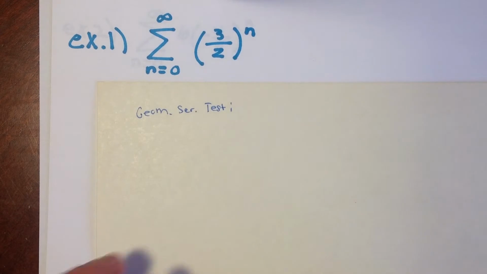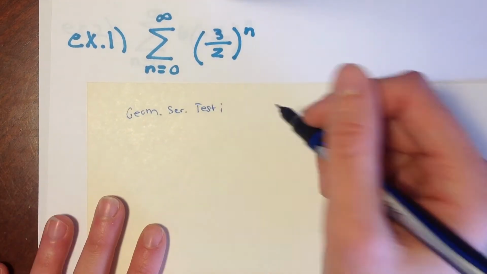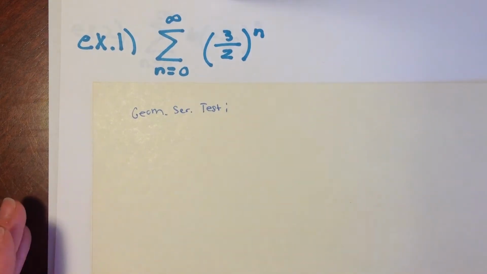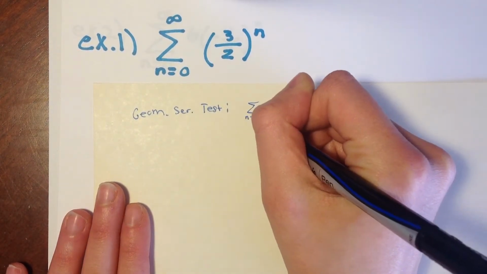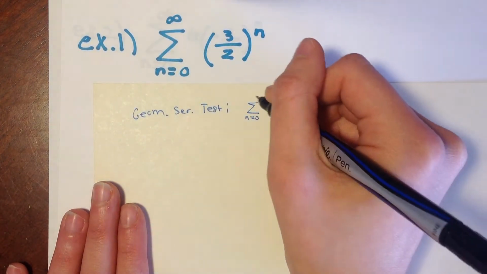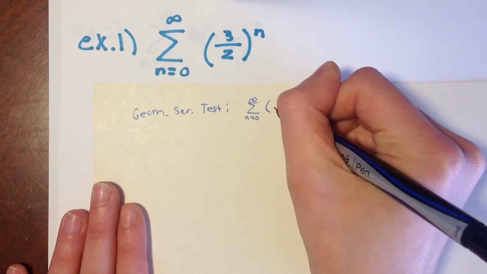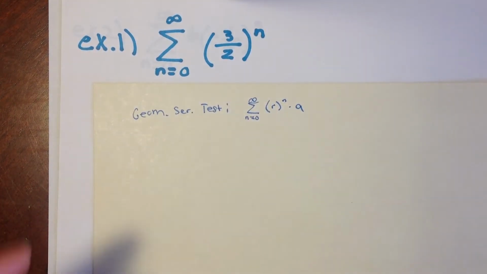So the first test is the geometric series test, which revolves around the central r value. r is like your rate, and really it takes the form, you have n starting at 0 or 1, or really anything, to infinity, and then you have some r to the n and an a value. In this example, your a value is 1.